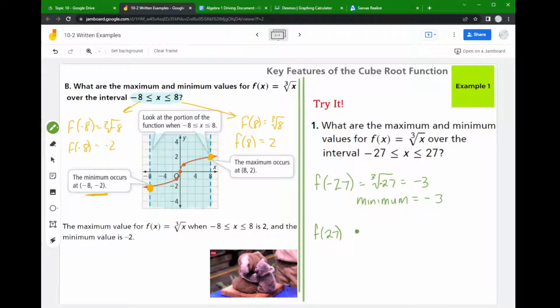The furthest right value will produce my maximum. So this tells me that the furthest right value is 27. And the cube root of 27 is a positive 3. So I would say the maximum is positive 3.